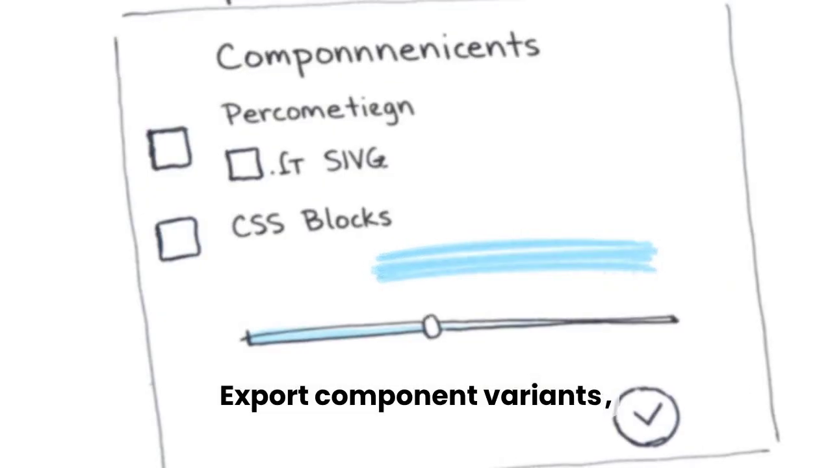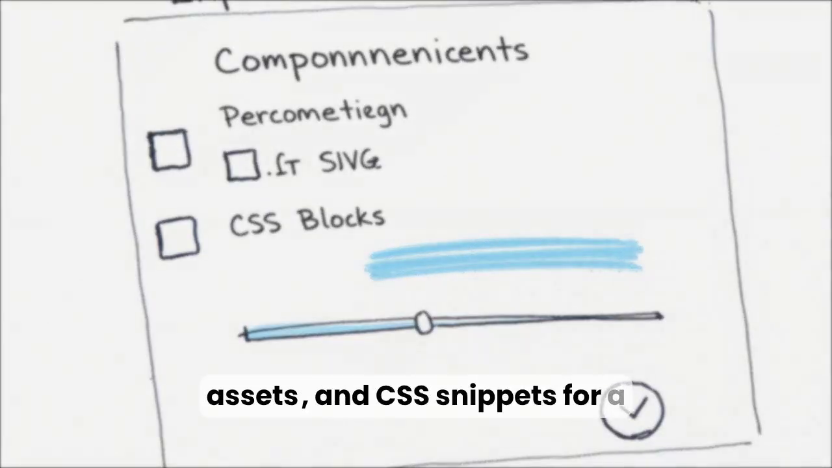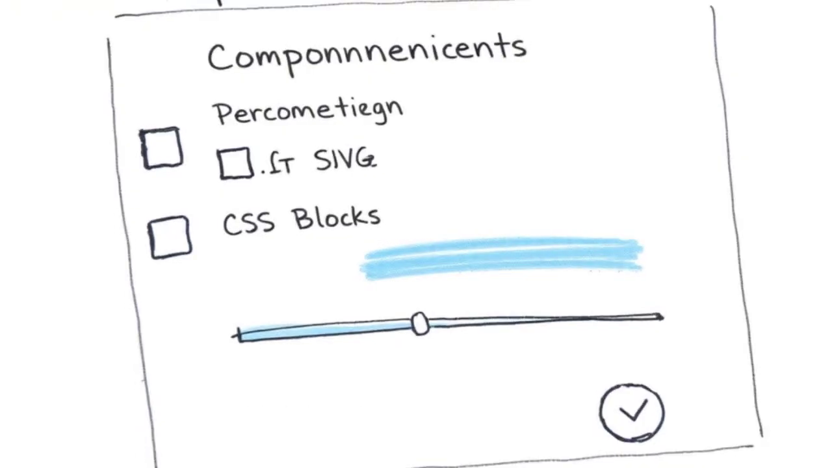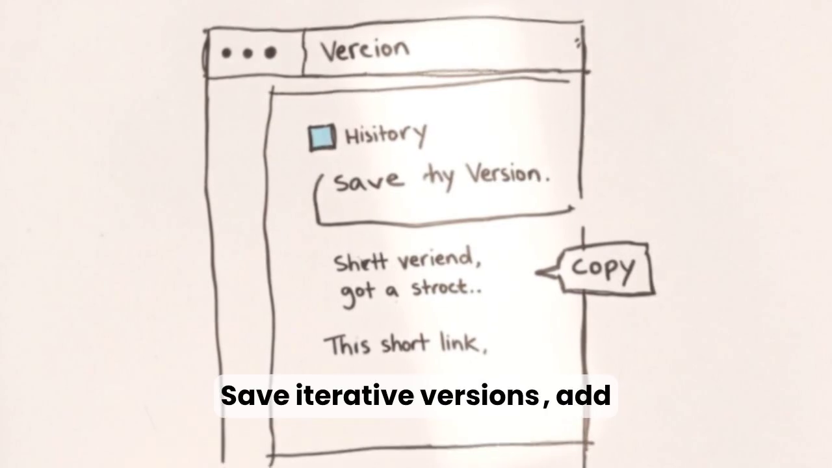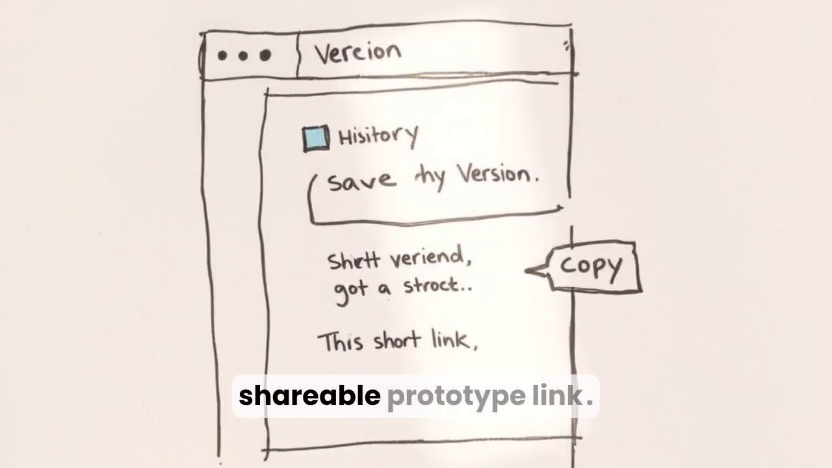Export component variants, assets, and CSS snippets for a smooth developer handoff. Save iterative versions, add concise notes, and generate a shareable prototype link.